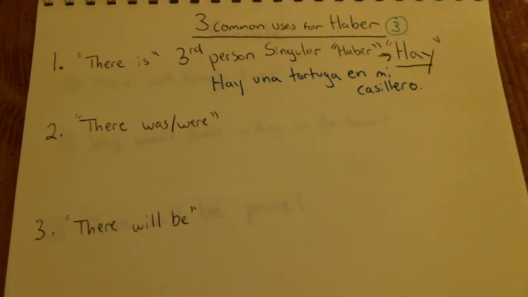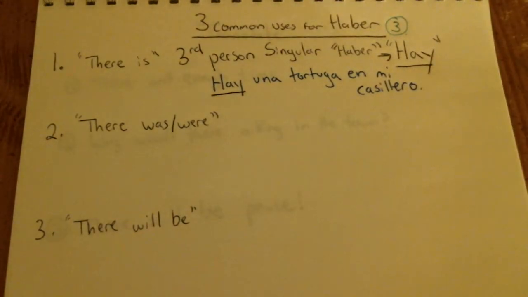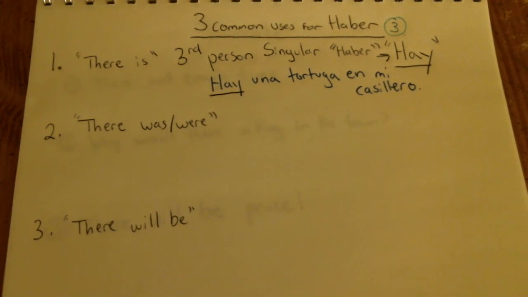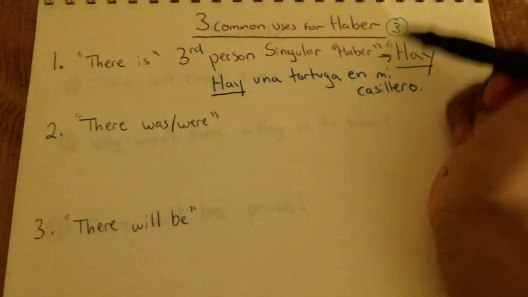Okay, so this is just one example. You would use hay, and then just put whatever the subject of the sentence is afterwards. In this case, it's the turtle. Now, to say there was or there were, this is like taking hay and putting it in the past tense, because you're not saying there is, you're saying there were. So this is literally just the past tense version of this one.